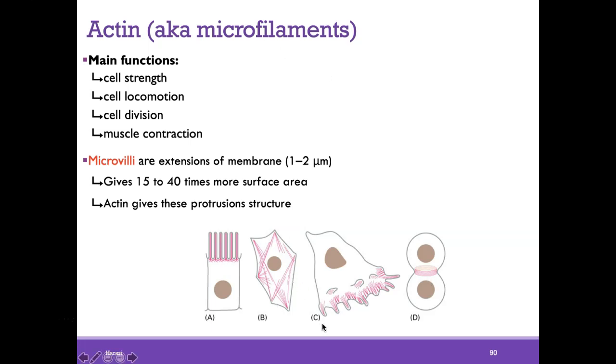One other function that microfilaments have is to form microvilli, which are very small extensions. These are microvilli over here. These are small extensions of the membrane, about 1 to 2 micrometers in length, and this could increase the surface area of a cell by up to 40 times. So actin gives these protrusions their structure, so you can actually maximize the surface area of the membrane. So this could be important in like the intestines, where we want to maximize absorption of nutrients. So these microvilli make protrusions to allow for more surface area.